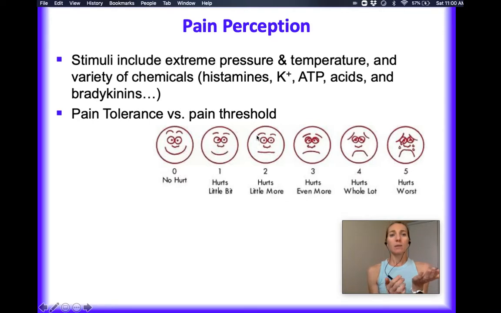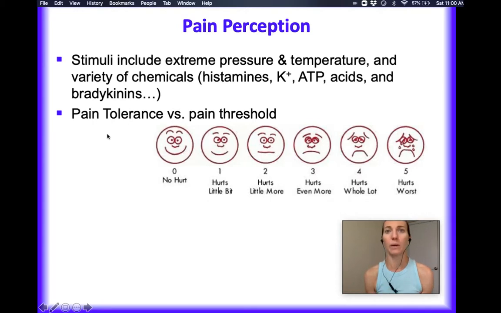People oftentimes mix or confuse pain tolerance with pain threshold. Everybody has the same pain threshold, meaning that their nociceptors will fire action potentials at the same threshold of intensity. And that's something that's consistent across individuals. Whereas pain tolerance is something that varies a great deal from person to person. There are genetic components to this. There are experiential components to this, where simply being exposed to pain can change a person's perception of that.